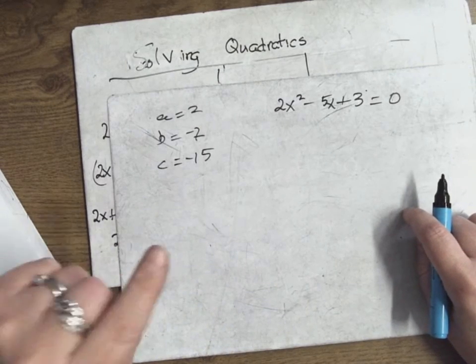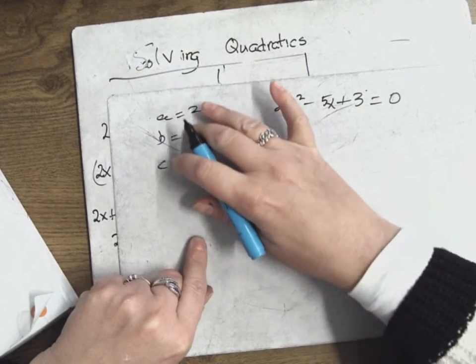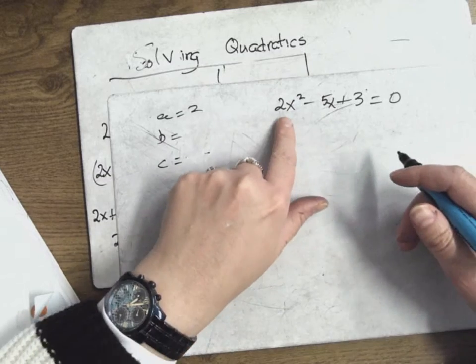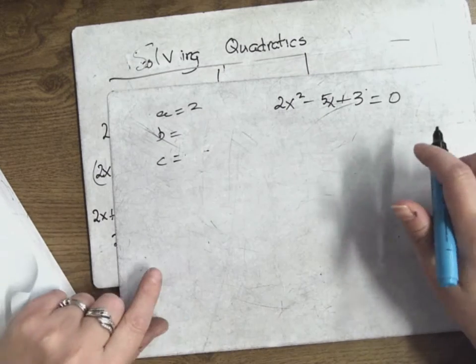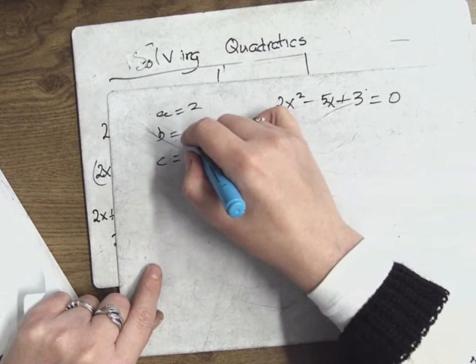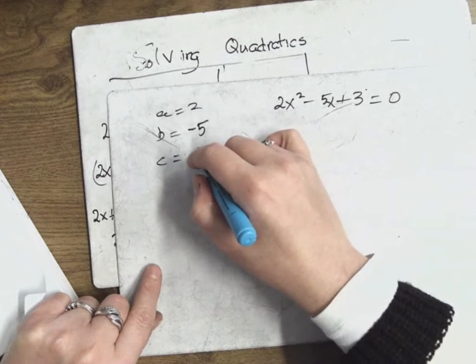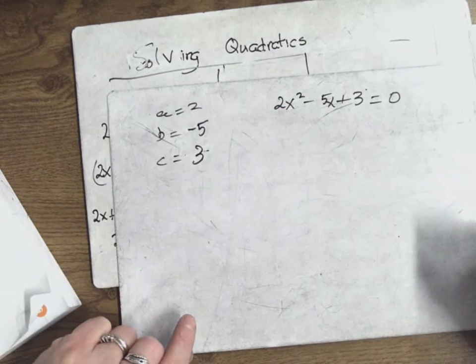I know straight away I have to use the minus b formula. So a is the number in front of x squared, which is 2. Just the number, don't take the letters. b is the number in front of x, which is minus 5. And c is the number on its own, which is plus 3, or 3.